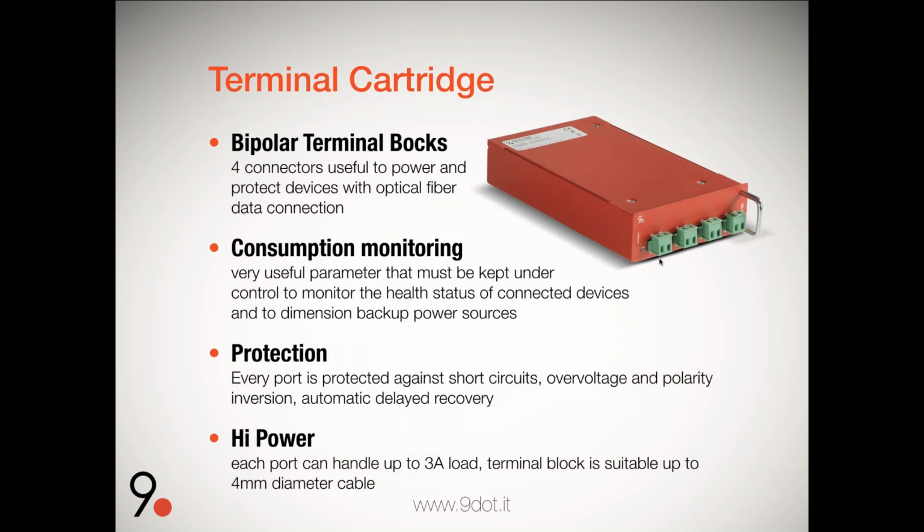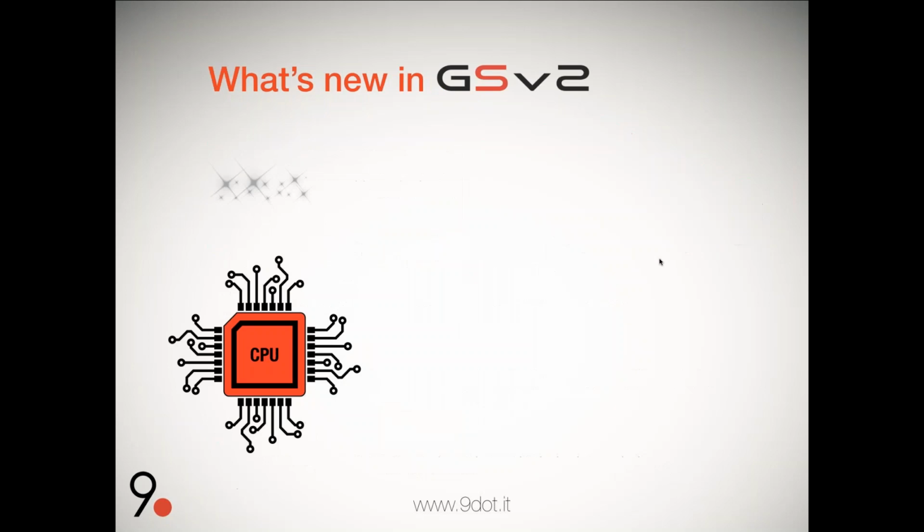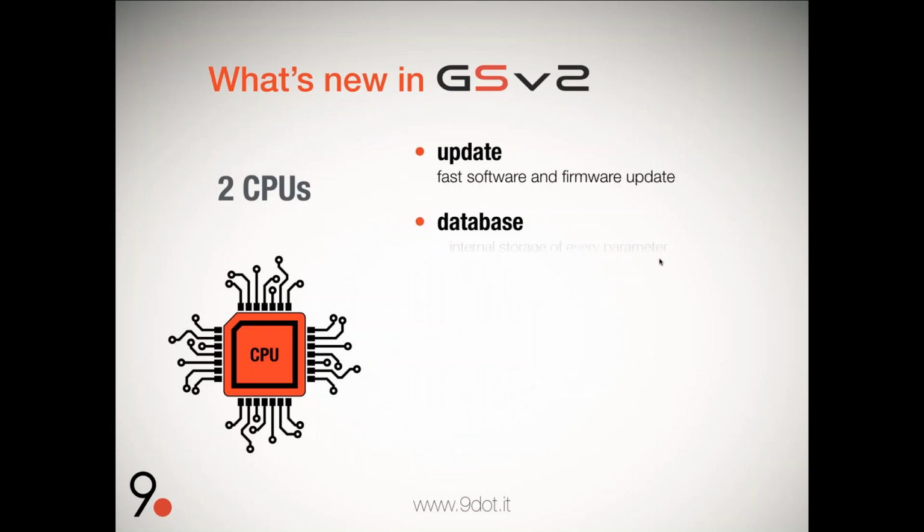Every port is protected against short circuit, and this feature is also in the PoE cartridge. Every 10 seconds, it tries to power the unit again. So if there is a short circuit, of course, the power is not given to the devices, but every 10 seconds it tries again. It's protected against polarity inversion. Automatic delay recovery is what I told you about, the 10 seconds delay. And of course, high power also for this.